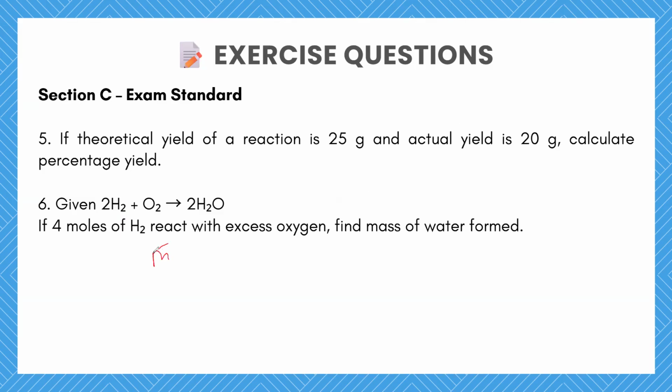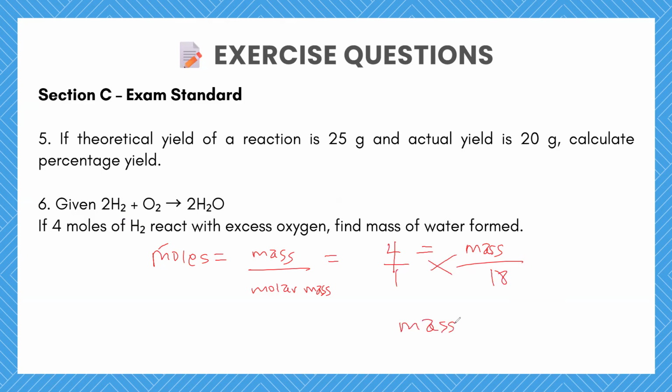So we can plug that into our formula to get the actual answer. Number of moles, remember, is equal to the mass of a substance divided by the molar mass of that substance. So let's plug in our values. Number of moles is 4. This is equal to the mass, which is not known, divided by the molar mass, which is 18. So when we cross multiply, the mass of the substance becomes 18 times 4. 18 multiplied by 4 gives us 72 grams. That is 72 grams of water produced.